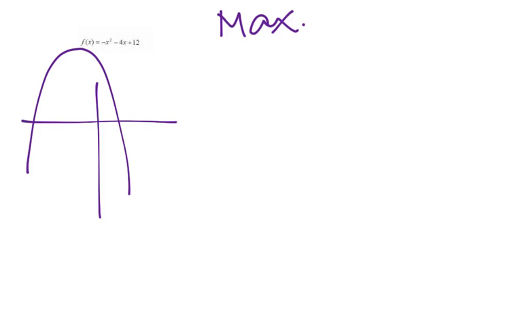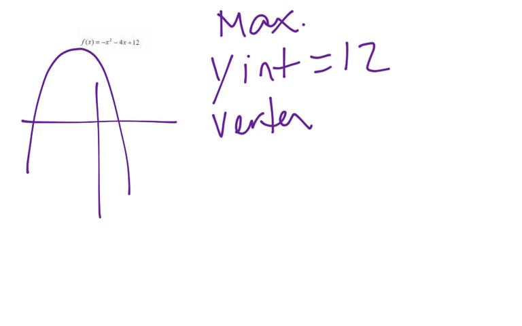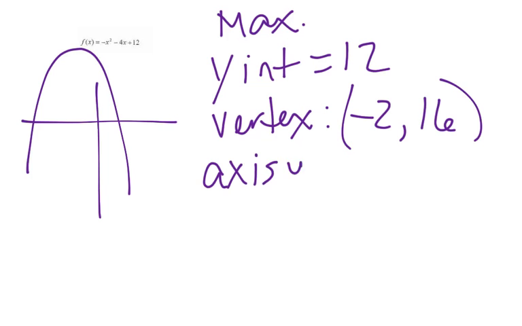If I go to my table, so second graph, when x is 0, y is 12. So the y-intercept is 12. The vertex would be a good thing to find next. So second calc, it's a high point, so it's a maximum, number 4. Get to the left, enter. Get to the right, enter, enter. Negative 2, 16. So that means that my axis of symmetry is x equal negative 2.